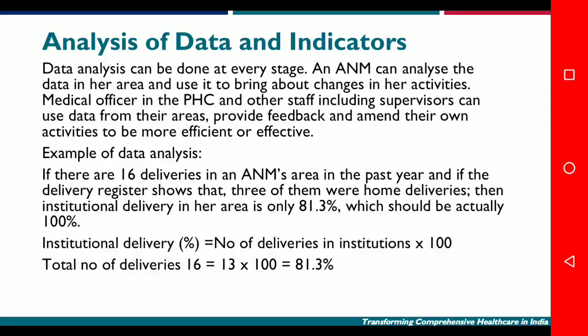An example of data analysis: if there are 16 deliveries in an ANM's area in the past year, and the delivery register shows that three of them were home deliveries, then the institutional delivery in her area is only 81.3%, which should actually be 100%. Institutional delivery equals the number of deliveries in the institution divided by total deliveries, multiplied by 100. The total deliveries are 16, so 13 divided by 16 into 100 is 81.3, because out of that, 3 were at home. So she will find out that only 81.3% of the pregnant women delivered in the institution, but it should be 100%.